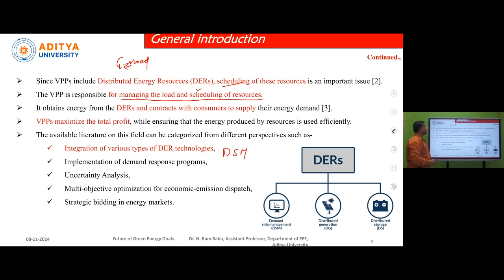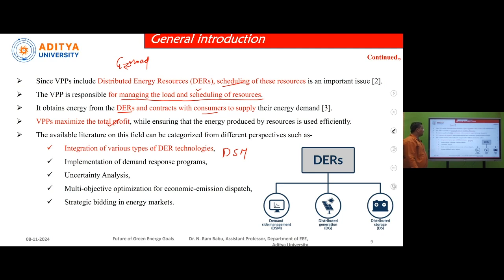And also the next point is DER. It obtains energy from the distributed energy resources and contracts with consumers to supply the energy. The main objective is to maximize the profits. So till here we have the introduction of the VPP. Now the literature for research will be going on.